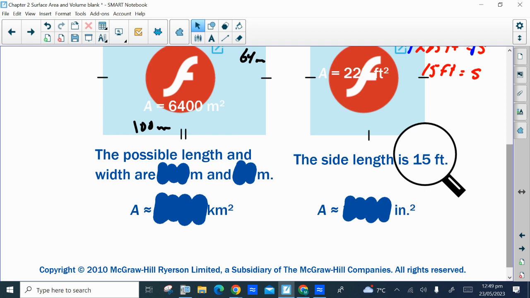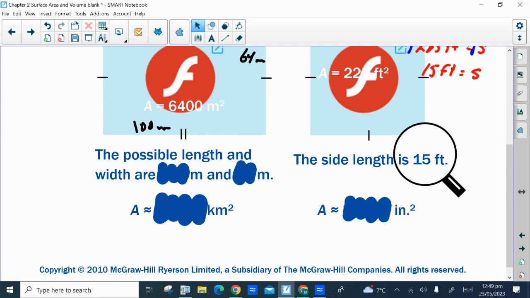Okay, so we want to convert 6,400 meters squared into kilometers squared. So you might remember that to go from meters to kilometers, you divide by 1,000. So we learned that before. It was on that metric staircase. If you took the 6,400 and divided by 1,000, that would give you 6.4 square kilometers.